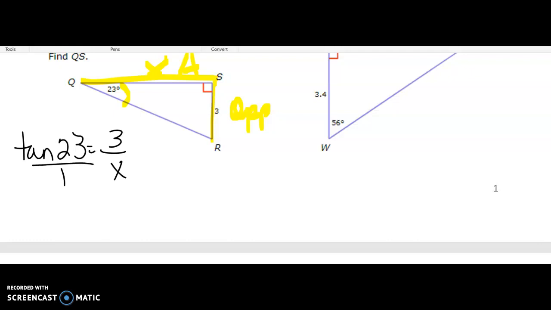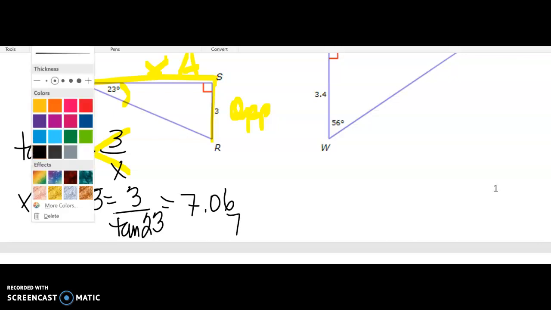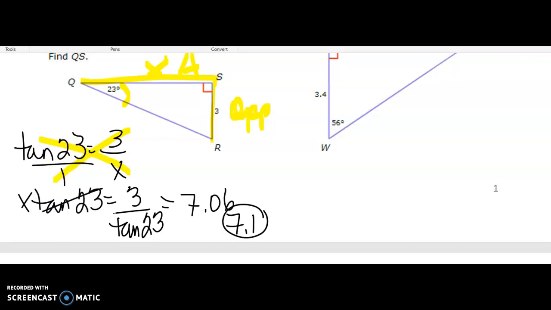Put it over 1, and this is basically the same thing that we just got finished doing. Cross multiply. X tangent 23 equals 1 times 3, which is 3. Divide by tangent 23 and plug it in your calculator. 7.06. The 6 will change the 0, so 7.1.